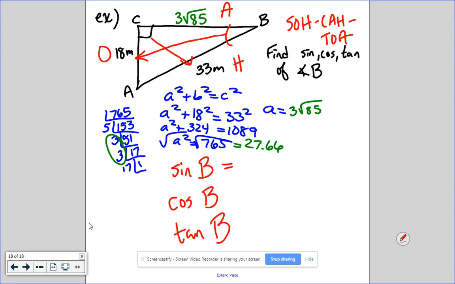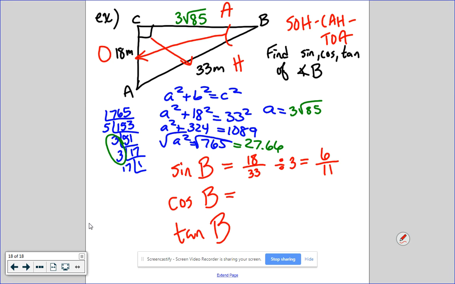So what's sine of B in this case? 18 over 33. Leave it as a fraction. If you can simplify, you need to. So in this case, what can they divide by? They divide by 3, so we've got 6 over 11. If you can simplify, you should. So 6 over 11 is the final answer there.